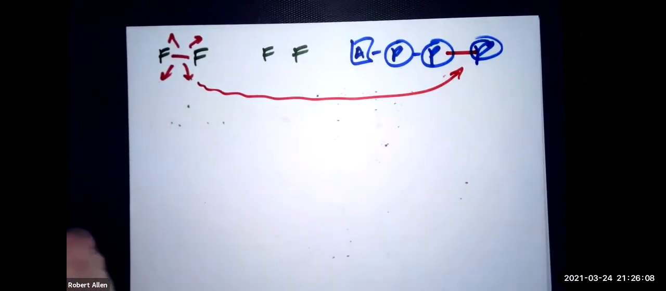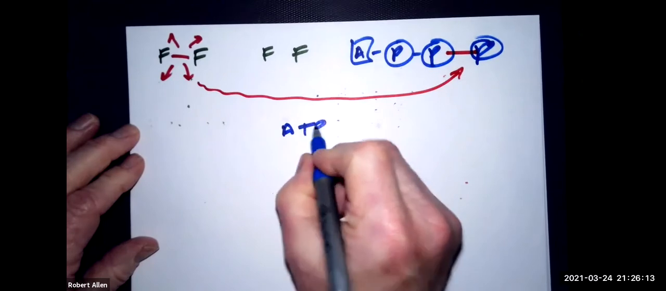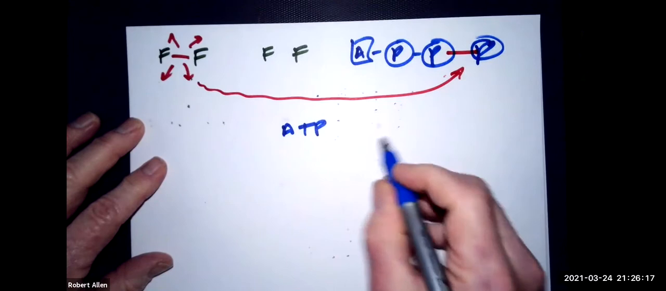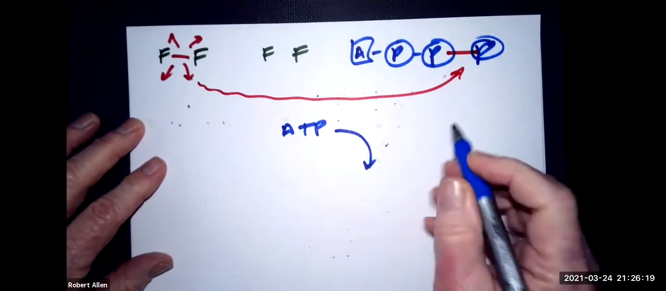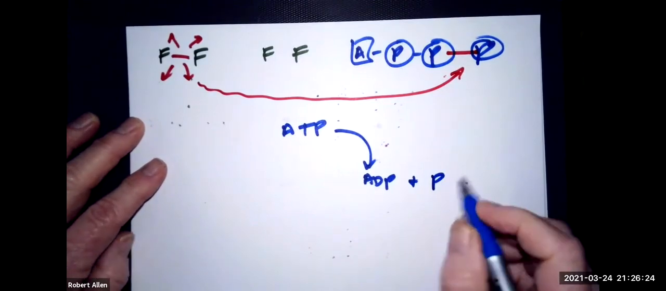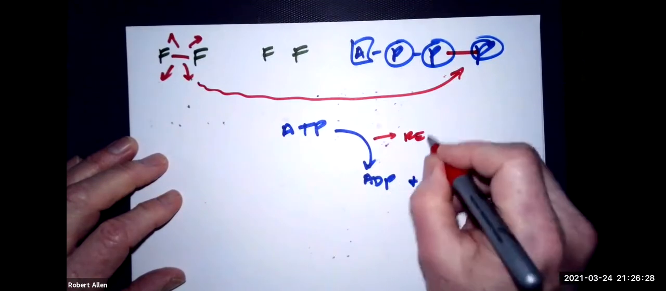All right, so here's what the system looks like. The system looks like this. You start off with ATP. You break a phosphorus off, release energy. Here we go. That creates ADP plus a phosphorus just floating there, and that had released some energy.